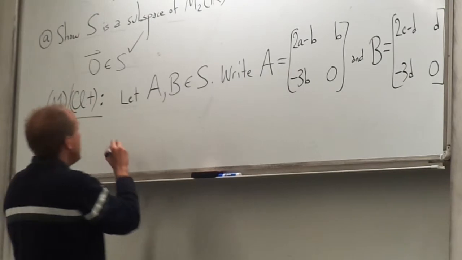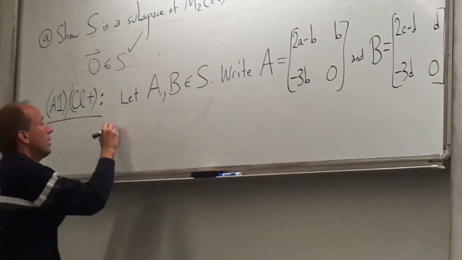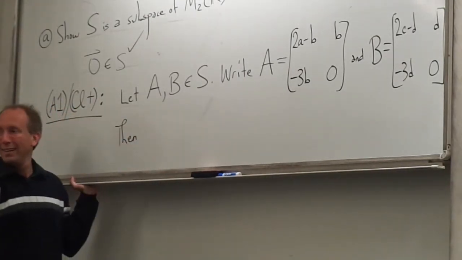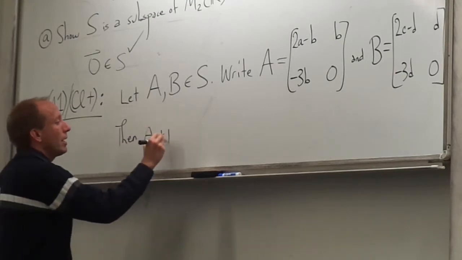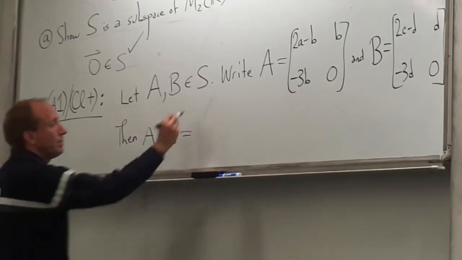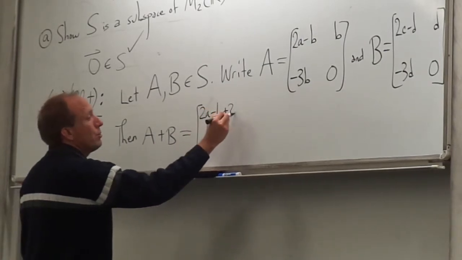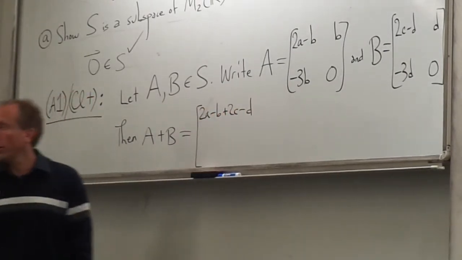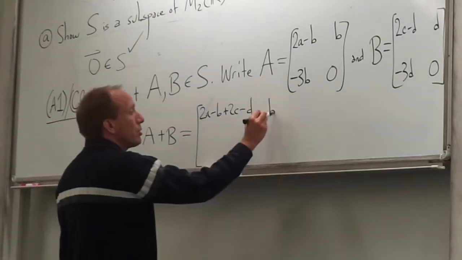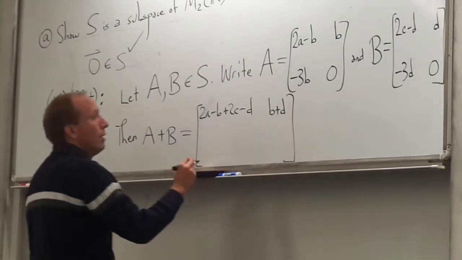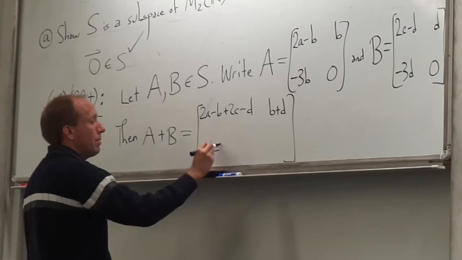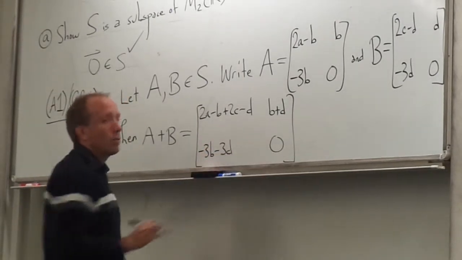Okay, good. So what do we need to do next? You need to add A and B. Okay, let's add them together. A plus B equals 2A minus B plus 2C minus D. That's the upper left corner. And the upper right corner is B plus D. And the lower left corner is negative 3B minus 3D. And the lower right corner is 0.